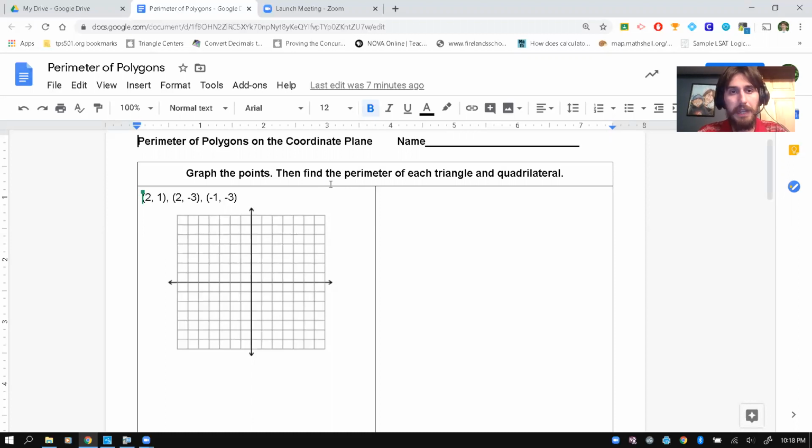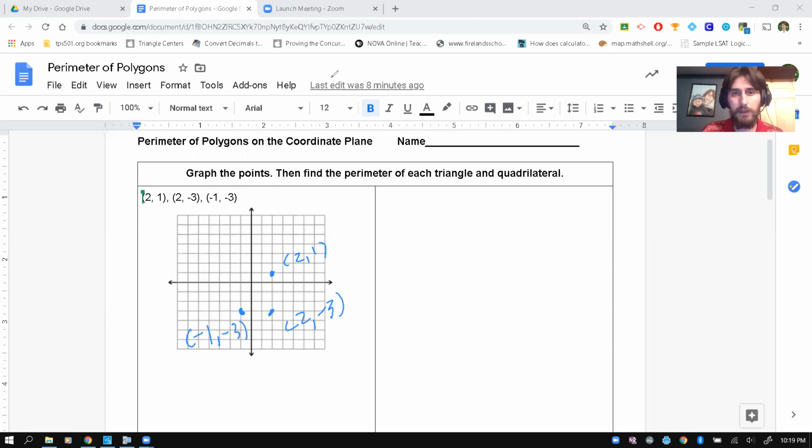Now remember, these go in X, Y order. So to plot this first one, I would go over 2 from the origin and up 1. So this would be the point 2, 1. To plot my second one, I would go over 2 to the right and down 3 because that is a negative 3. And then to plot this last one, I would go left 1 because the x value is a negative 1 and down 3. And that would create this polygon with points 2, 1, 2, negative 3, and negative 1, negative 3.